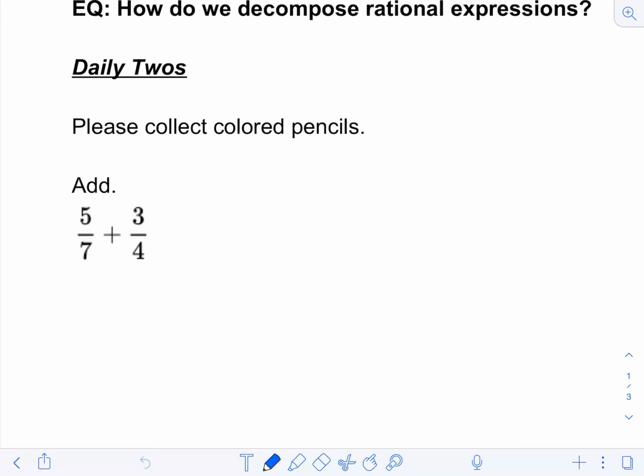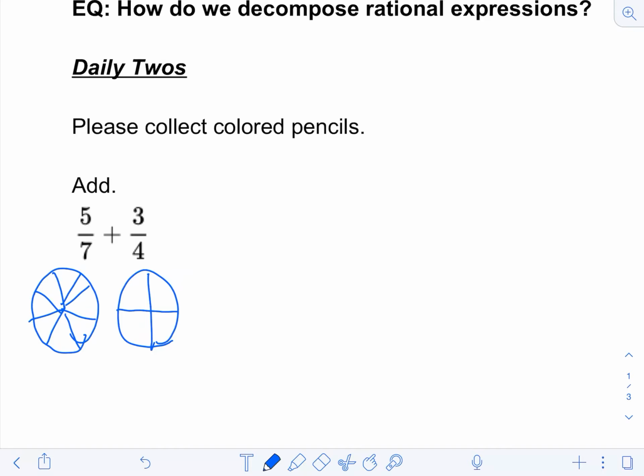It's kind of like this. You have two pieces of pizza. Let's say this pizza is a big pizza. It's cut into 7 slices. 1, 2, 3, 4, 5, 6, 7. All those slices are a certain size. Then you got another pizza that's cut into 4 slices.